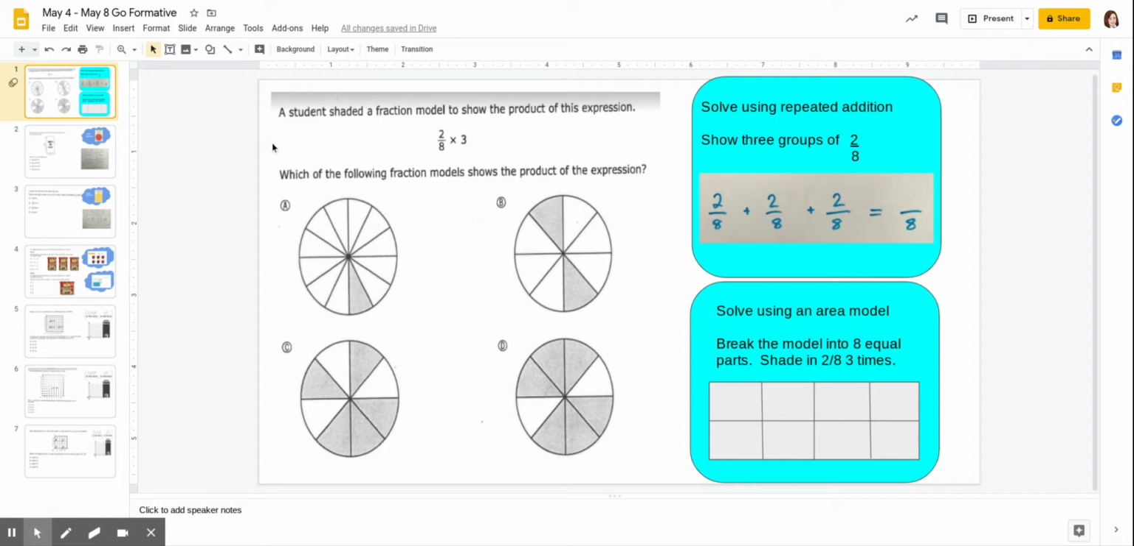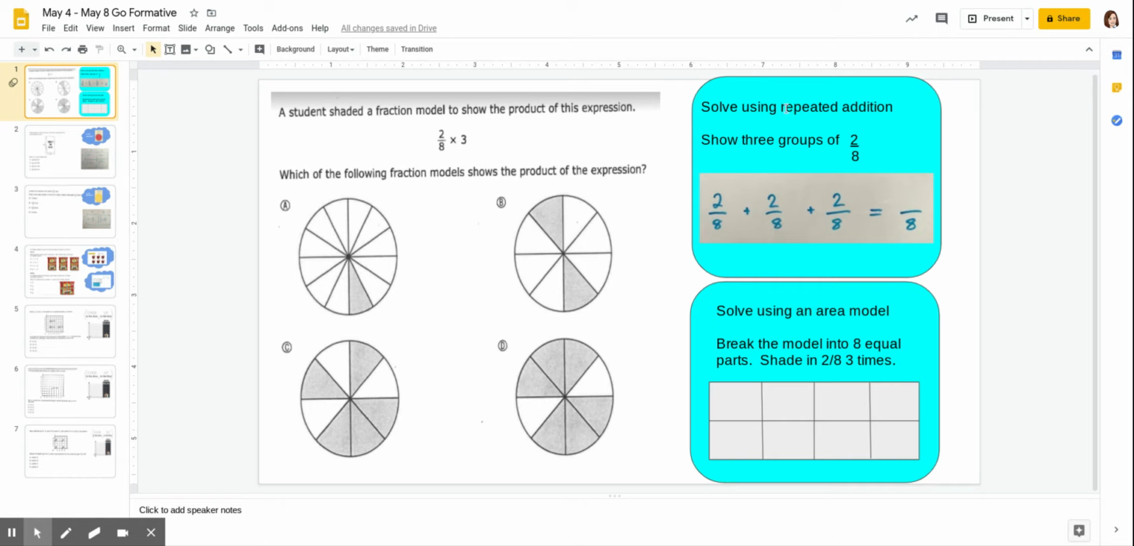Number 1. A student shaded a fraction model to show the product of this expression, 2/8 times 3. Which of the following fraction models shows the product of the expression? This week you reviewed 2 ways to solve this problem or a problem like this.